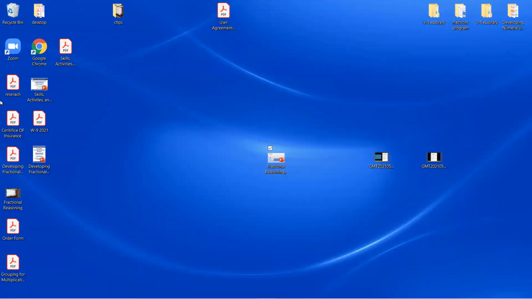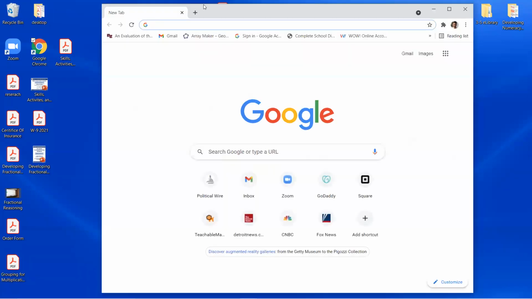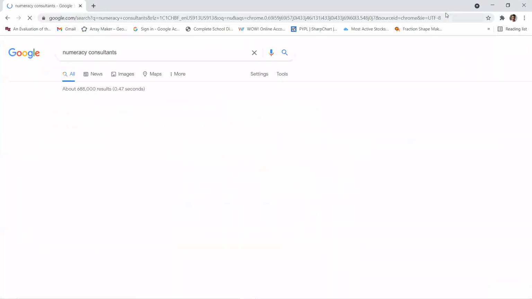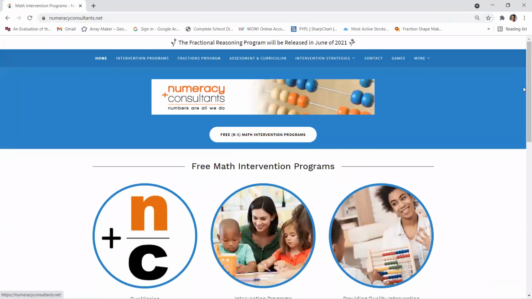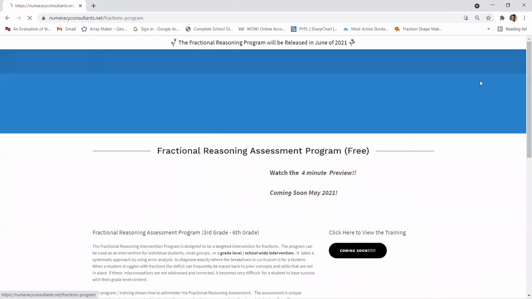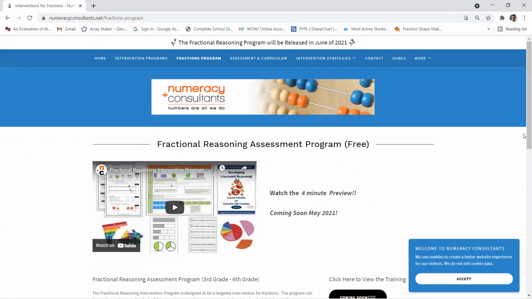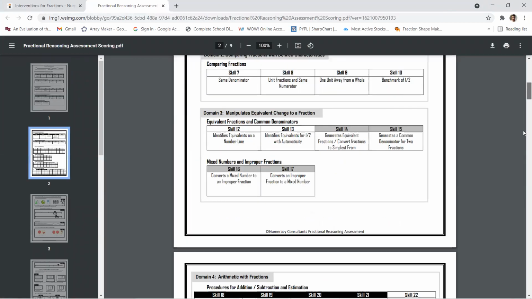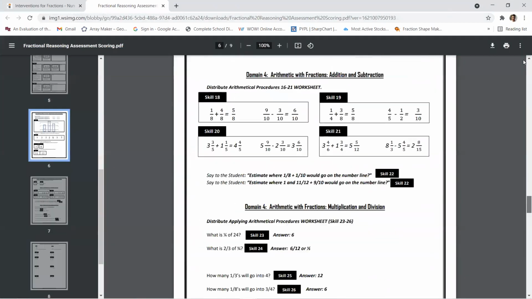So now what we're going to do is get into the assessment. If you want to have the assessment printed up ahead of time, you can go to the website. If you just go to Fractions Program and scroll all the way to the bottom of the page, you can go to the Fractional Reasoning Assessment there. You can print it up and score this along with us.